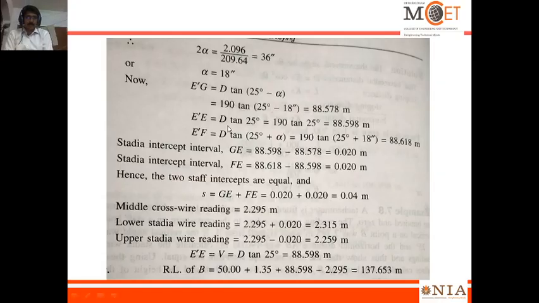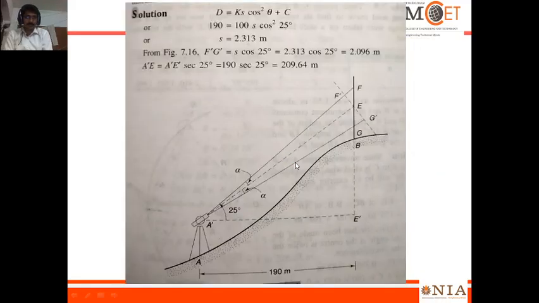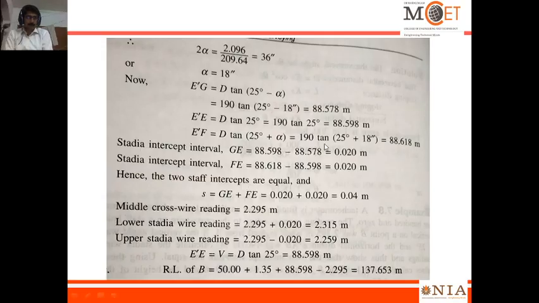Again the same trigonometrical principle. Here the alpha is not needed to subtract, it is exactly tan 25, so you will get 88.598. So E dash F is equal to D tan 25 degree plus alpha, E dash F, from E dash F up to the top, right? So you have to add the alpha, right? Then you will get 88.618 meter.